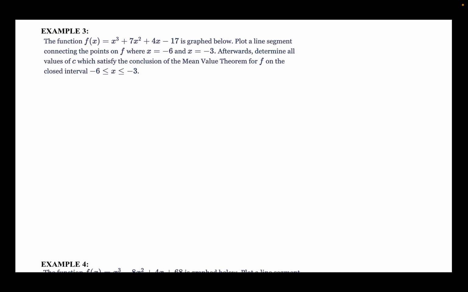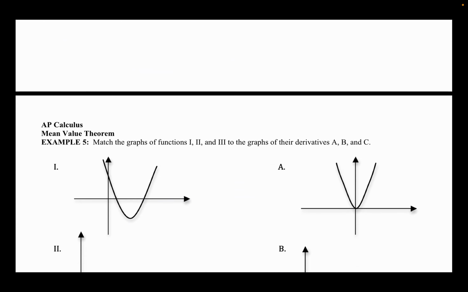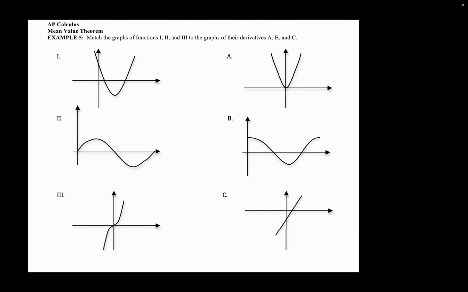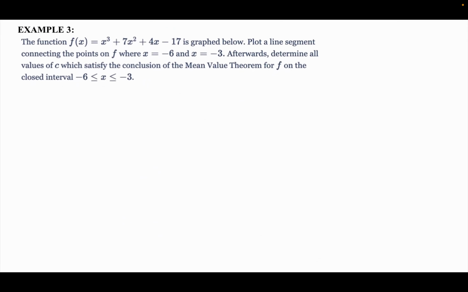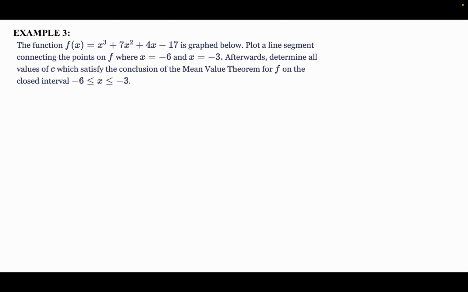All right, number 3. So we got 2 more, and then there's just kind of previewing what we're going to be doing next week. That's number 5. Example number 5 doesn't really deal with the mean value theorem, but I put it on there because it kind of previews what we're going to do next week. Okay, so here we go.